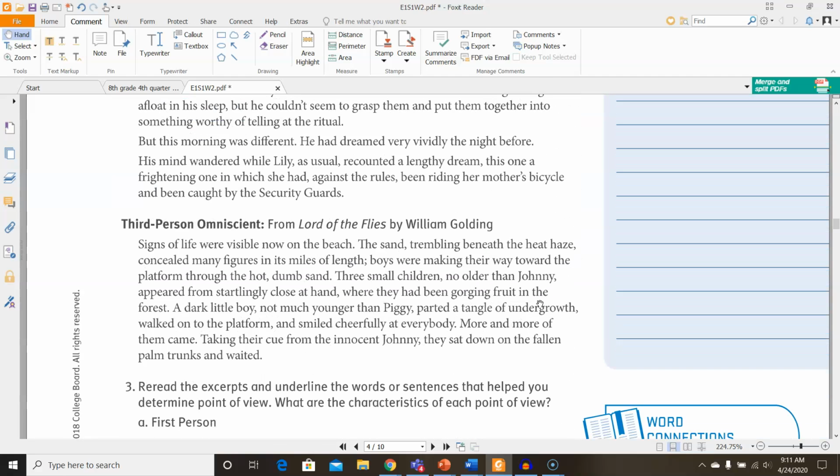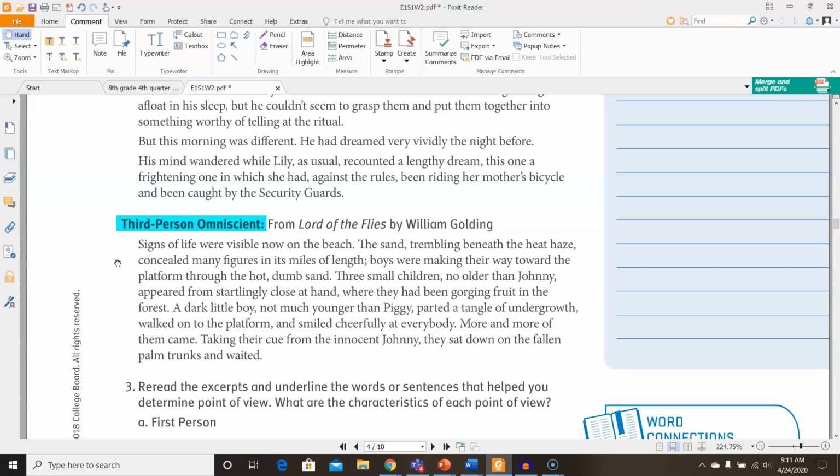Third-person omniscient. The word omniscient means all-knowing. So think about Santa Claus, for instance. They say Santa Claus is all-knowing, meaning he knows everything good and bad you do all year. So third-person omniscient is kind of like that. They're all-knowing about everybody in the story. But it's also told from somebody outside of the story.